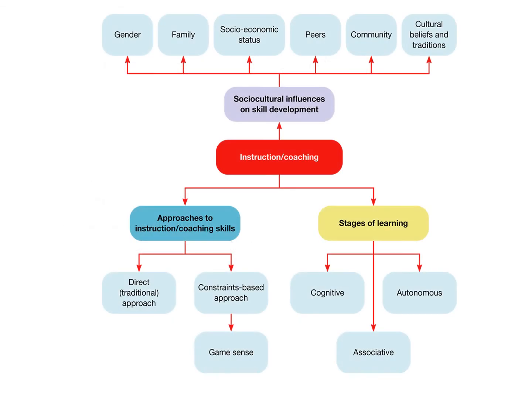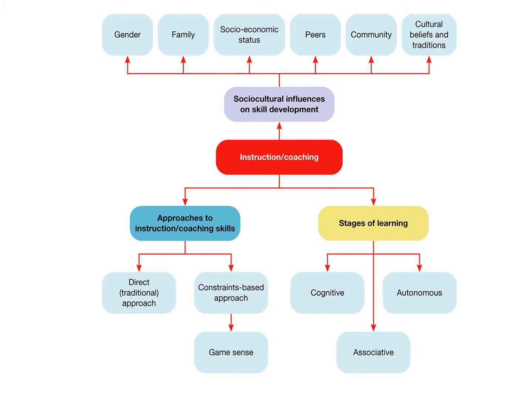This is a nice little mind map to just show where all the pieces link together. So at the middle in red, we've got instruction and coaching. So as a coach or as a teacher, these are the things you need to be mindful of. Starting at the top with the broader range of influences on that particular person or group of people you are trying to teach. So that's the socio-cultural influences on that particular person. That should also include the individual, which isn't actually well represented in this diagram.